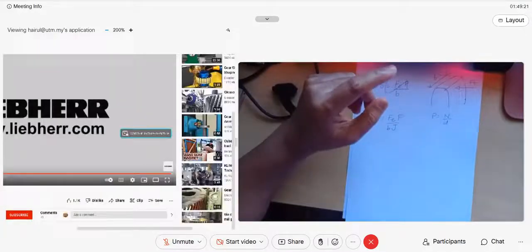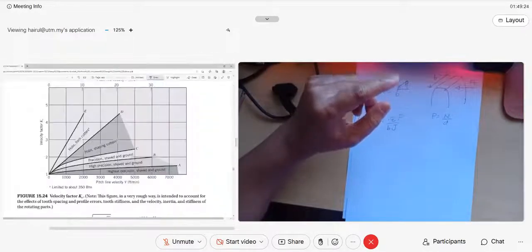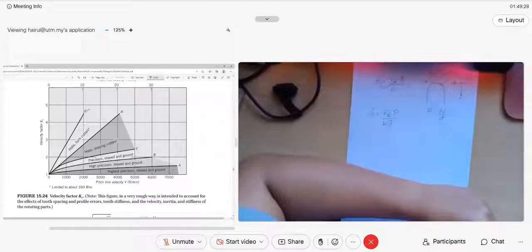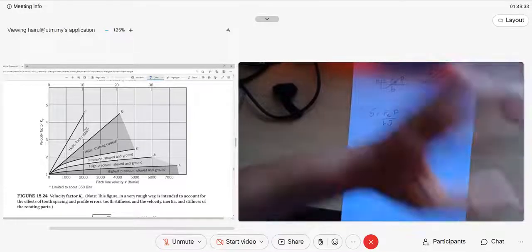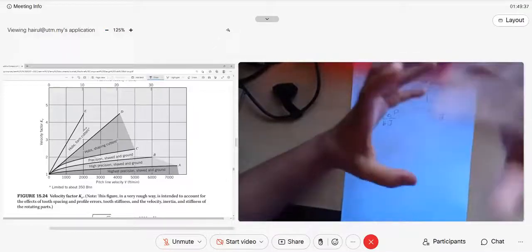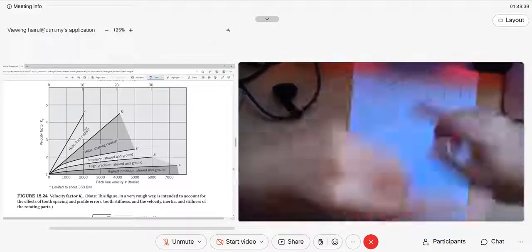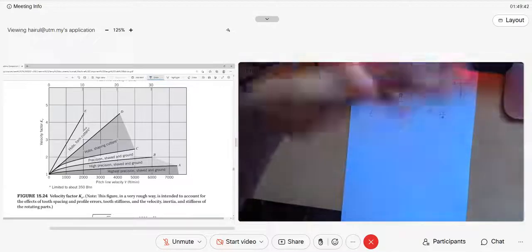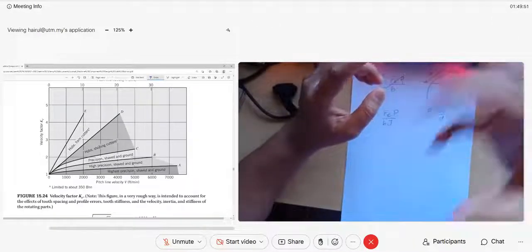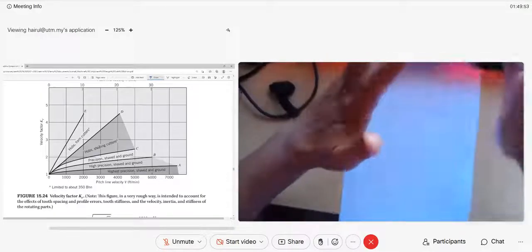If you look back, for zone E, hob form cutters, this is just basic rough gear manufacture, not precision, not that good quality, just typical, as long as the gear can drive another shaft for power transmission. This one, hob shaping cutters, is a little bit better. They are hobbing and shaping the tooth.